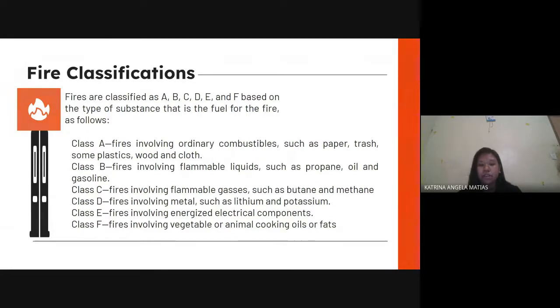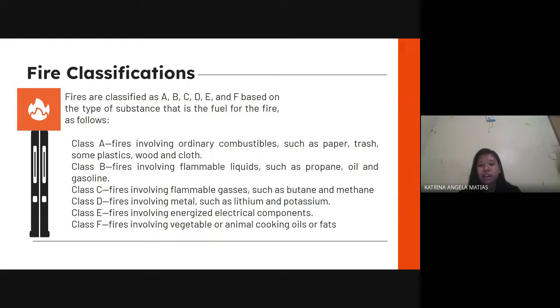Class D fires involve metal. It is a rule of thumb that if the name of the metal ends with the letters U or UM, or the sound of it, it is considered a Class D fire. Examples of these are aluminum, magnesium, beryllium, and sodium.